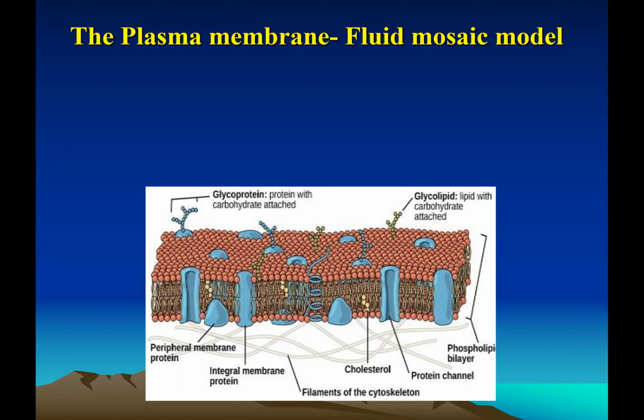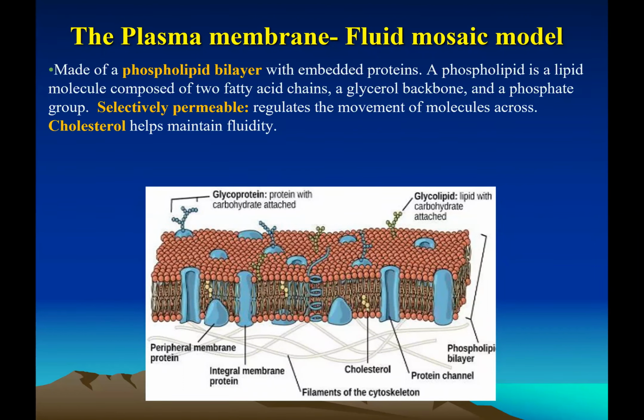Now the plasma membrane is the ultimate barrier of a cell. It is going to protect the cell. It is selectively permeable, remember that word. Selectively permeable, meaning it is going to regulate the flow of molecules inside the cell. The cell's objective is to maintain homeostasis. Only the nutrients that the cell needs will come into the cell.